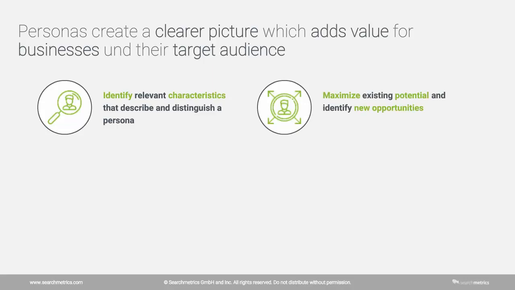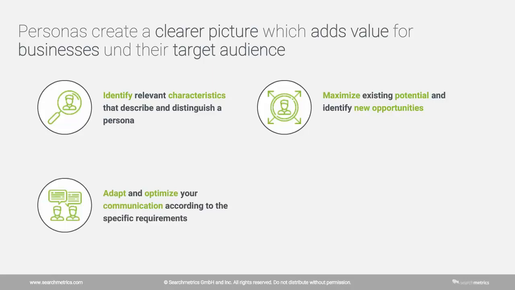So now you have a good feeling what the interests and needs of your persona are, and then you can see, how can I fulfill those needs and interests? Is there something I can do with my existing communication, like how to adapt some parts, or are there new opportunities I can use to optimize my communication at the end of the day? And so you adapt and optimize your communication according to the specific requirements. So you focus more individually on the different personas.